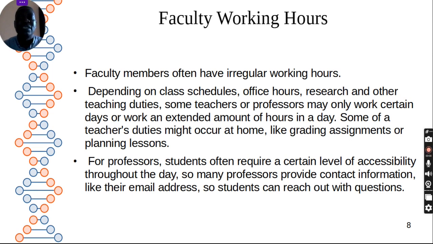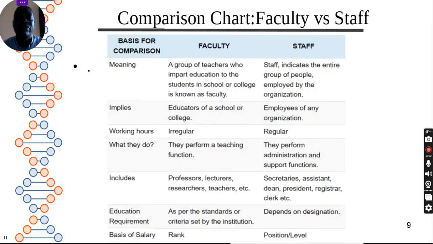Now, concerning the faculty working hours, faculty members often have irregular working hours. So depending on the class schedule, office hours, research, and other teaching duties, some teachers or professors may only work certain days or a certain number of hours in the day. Some of the teachers' duties might occur at home, like grading assignments or planning lessons. So for professors, students often require a certain level of accessibility throughout the day. So many professors provide contact information like their emails so that students can reach out with questions.